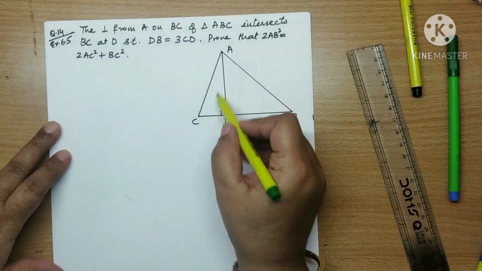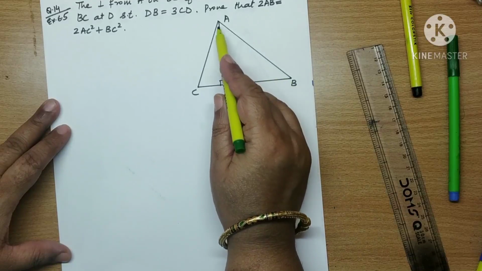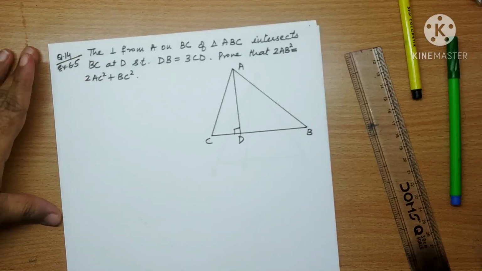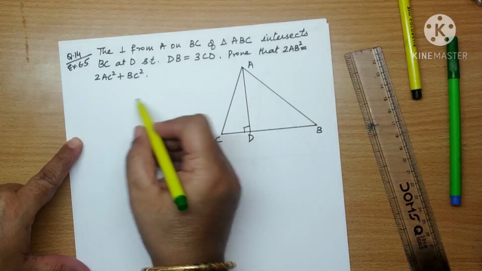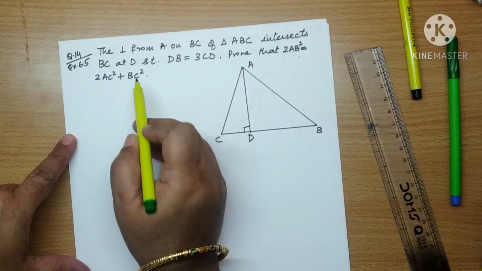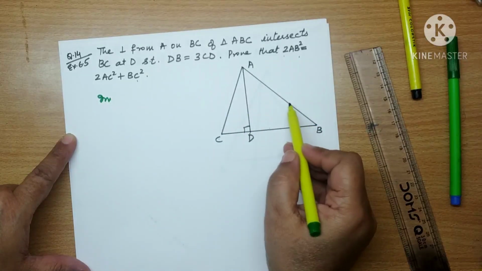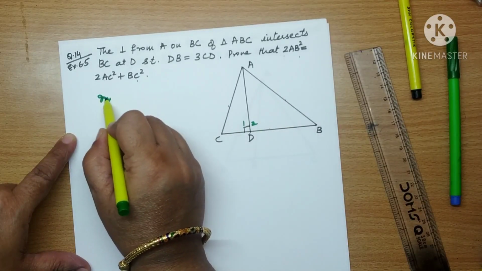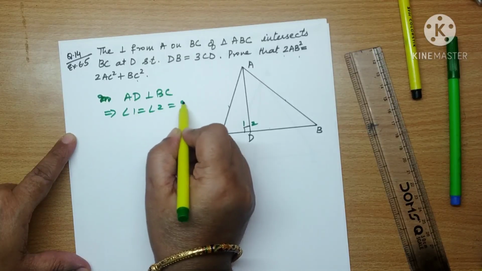Next question. The perpendicular from A on BC of triangle ABC intersects BC at D, such that DB is 3CD. We have a triangle ABC, perpendicular AD intersects BC. So in this triangle, we need to prove 2AB square is 2AC square plus BC square. AB, let's see, it's a hypotenuse, so let us write a relationship. First of all, I can see AB is this and AC is this. So let's call these angles 1 and 2. AD is perpendicular to BC, which implies angle 1 equals angle 2 equals 90.